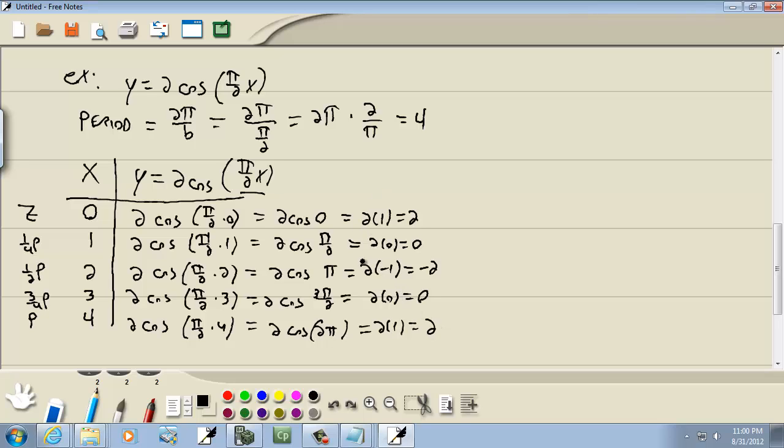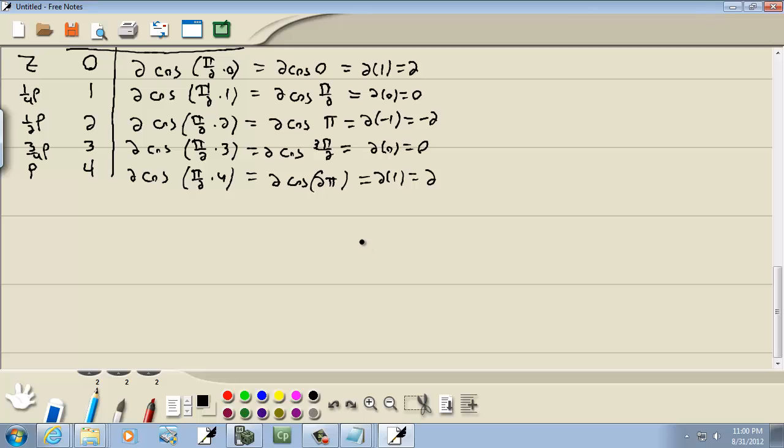Okay, I think I see it. So this would be 4. If that distance is 4, this is 2, so it bounces back and forth between 2 and negative 2. So if that distance is 2, then that goes about right here. And this would be negative 2. And then 1, and then 3.